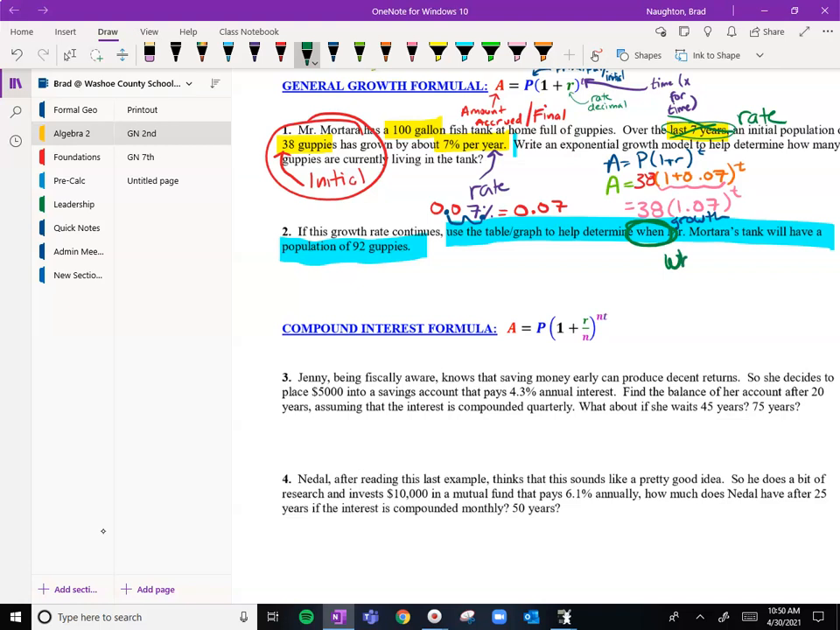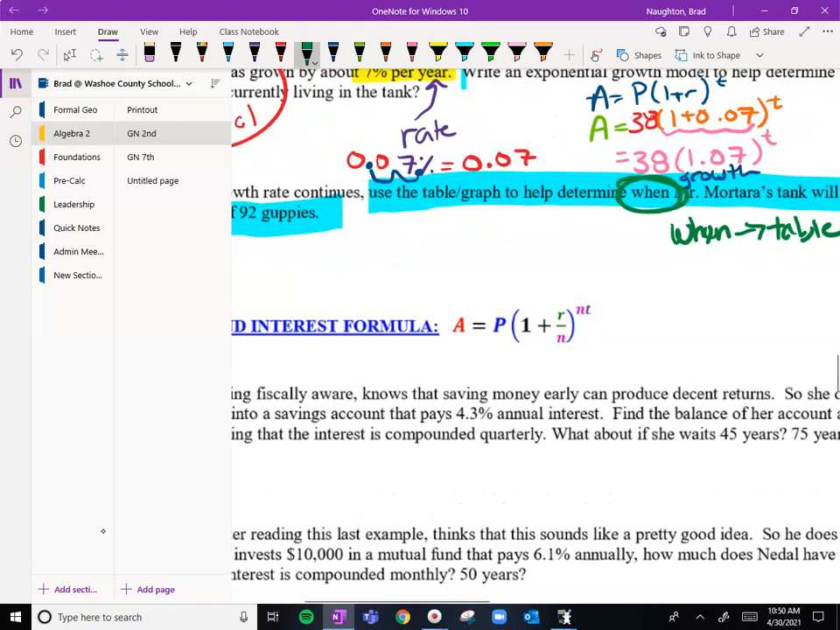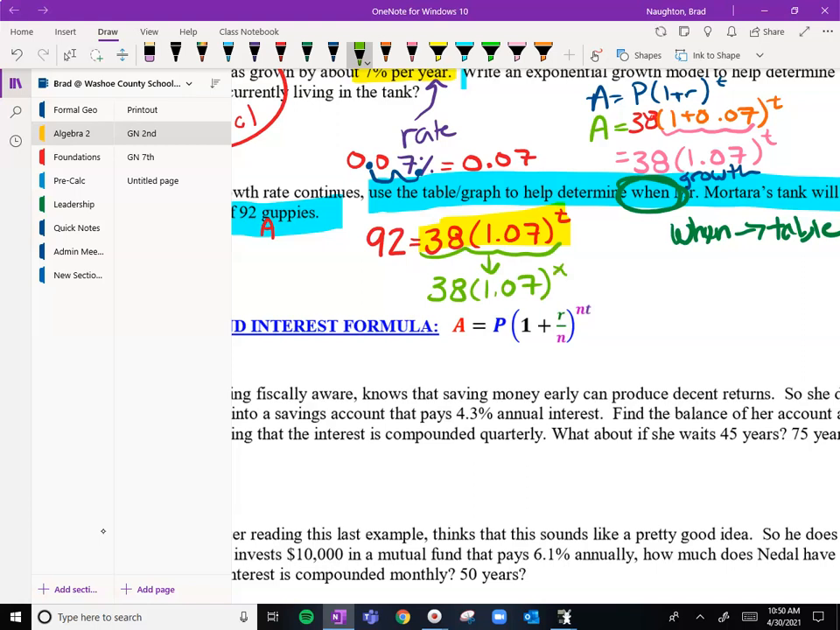Whenever you're going to use a when, that implies that we're going to use the table function on our calculator, or graph it, because this is going to be an approximation. We're going to find out how to do that when we do logs in a second. So basically the idea is I want 92, so that would be my final. That's my A. I started with 38 guppies, and we still have the 1.07 to the t. So that's how it's going to look. But when we take this part and plug it into the calculator, it's going to go 38 times 1.07 to the x.